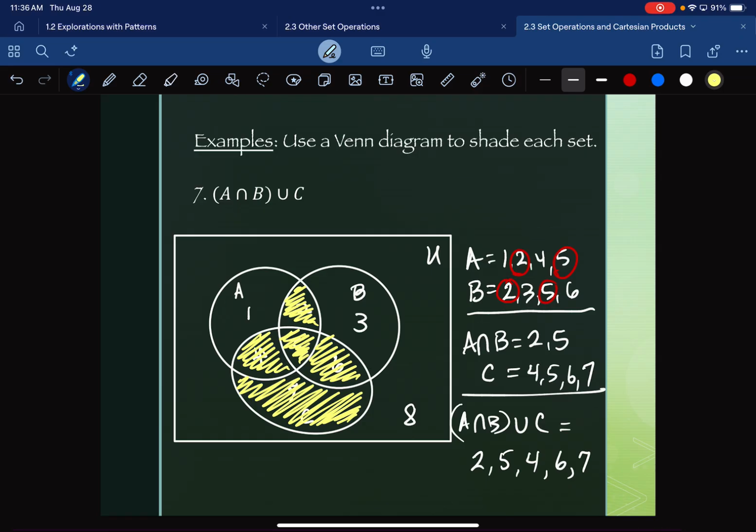Yes, ma'am? On MyMathLab, do we have to draw the circles? It'll draw the circles in for you. You'll just click on the things where you're shading. It'll show you the overlapping circle pieces, yes.